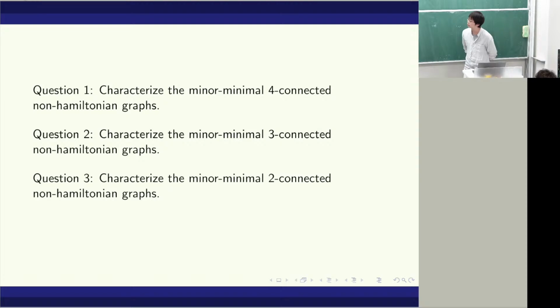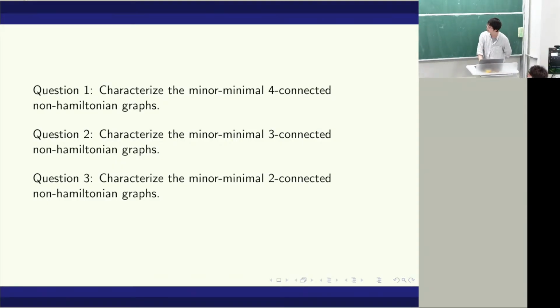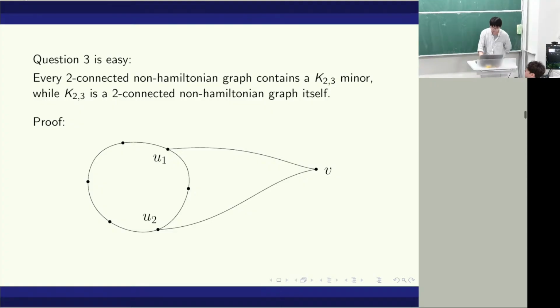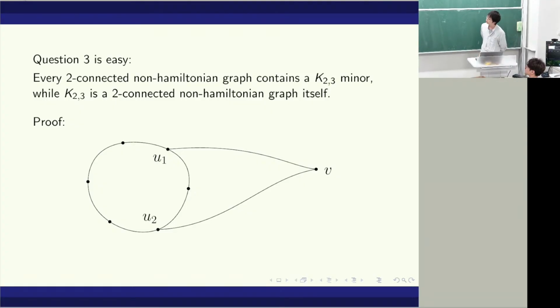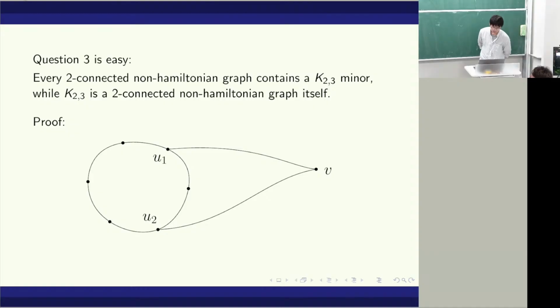What if we just put four connectedness to 3 or 2 connectedness? So the question is the same. We want to characterize the minor minimals. Okay, the question 3 is actually very easy. Let's consider if we have a 2 connected non-Hamiltonian graph.